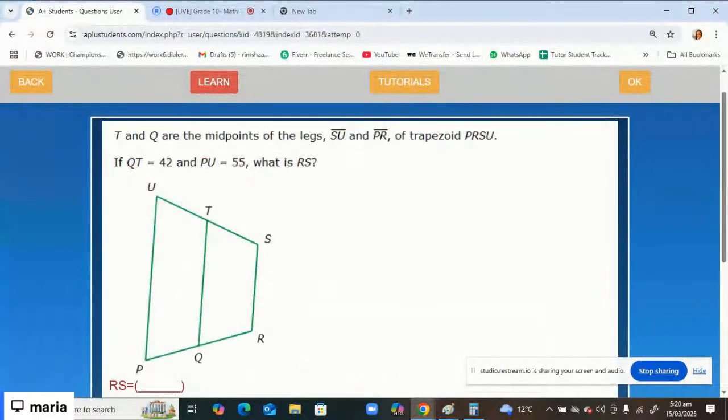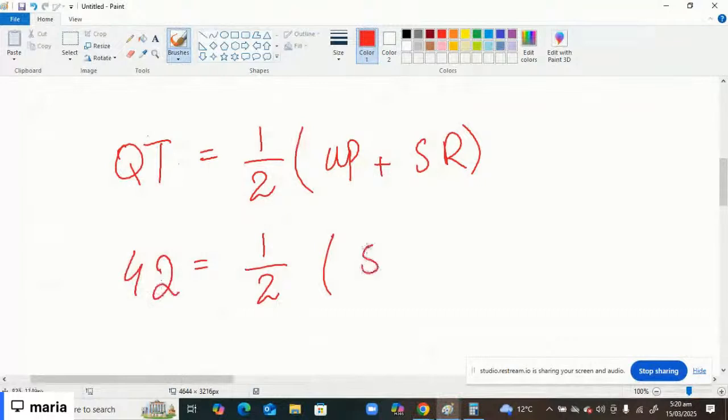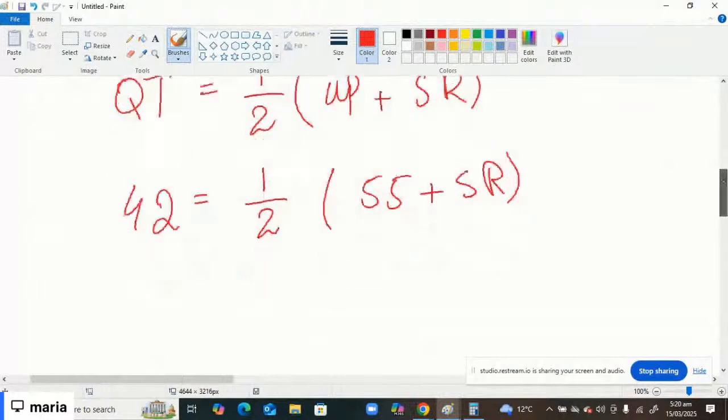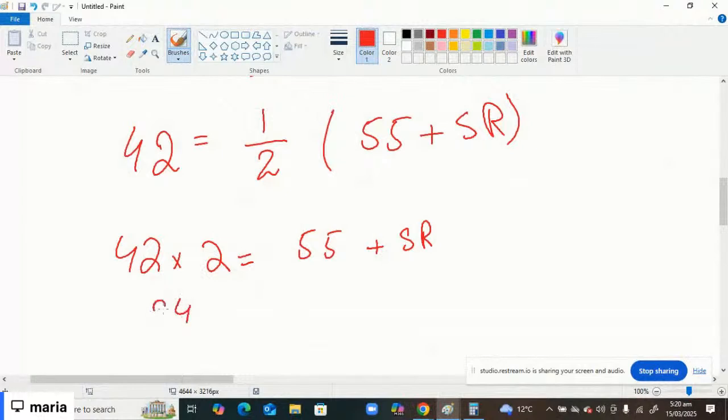This is 42. PU is 55. And we are just finding out SR. So 42 times 2 should move to this side. Here is 55 plus SR. That is 84 minus 55, which is equal to SR.